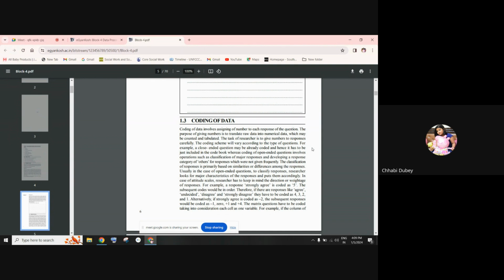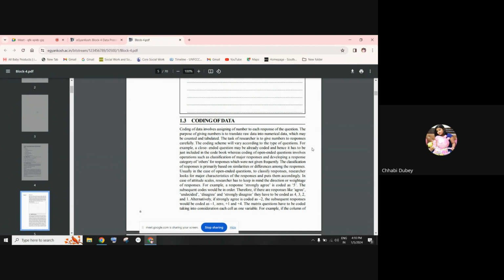Whereas when we are dealing with open-ended questions, there we have to involve operations like classification of major responses and developing a response category of others for responses which were not given frequently. So this has to be done specifically for questions which are open ended. Now, the classification of responses is generally based primarily on similarities or differences among the responses.